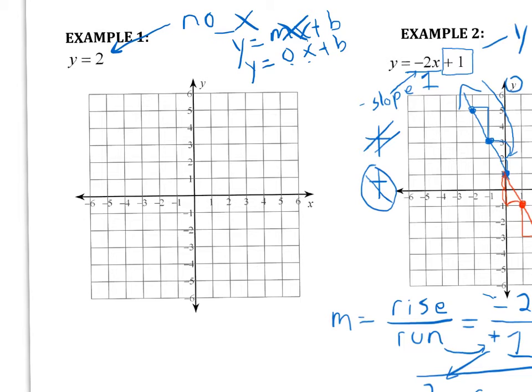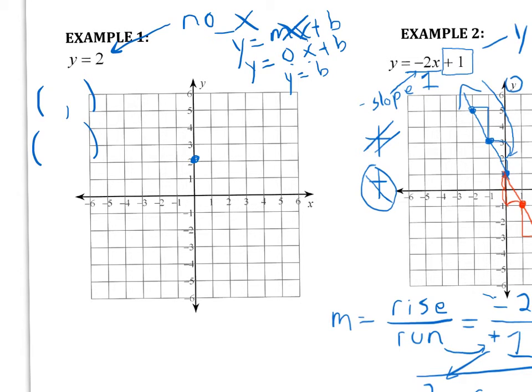Do I need to show y equals 0 plus b? No. So I'm just going to have y equals b. That's how we got an equation that doesn't have a regular slope. Now the other way that I can start off is by putting a point at 2 on the y-axis.